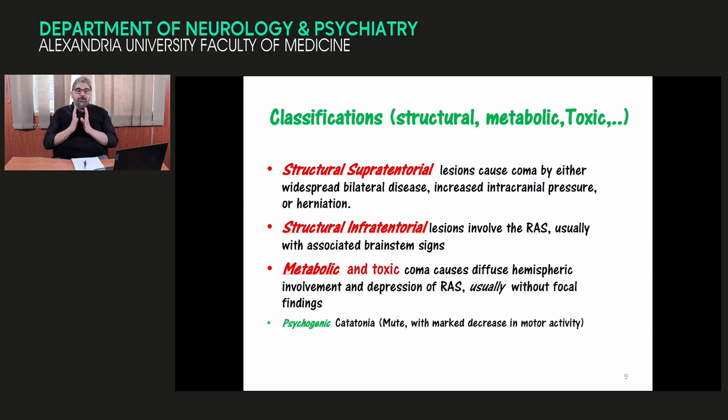So the structural causes may be supratentorial, where lesions are present above or cranial to the tentorium cerebelli, and these lesions cause coma by either widespread bilateral disease damaging both cortices, or increased intracranial pressure causing compression of vital sites in the brain, or by herniation, as will be mentioned in the third part of the lecture.